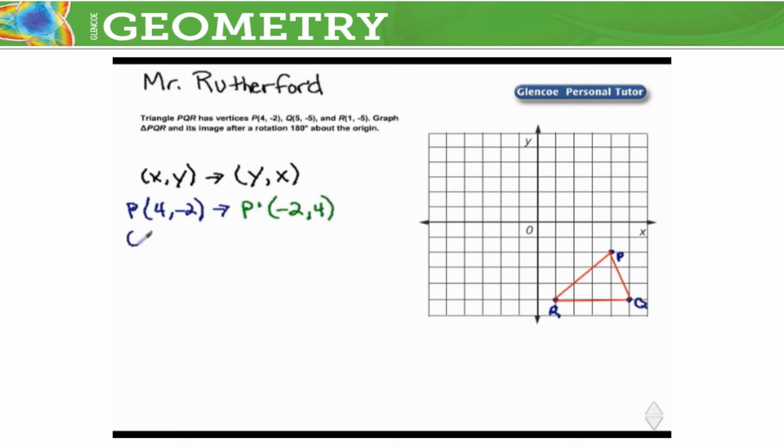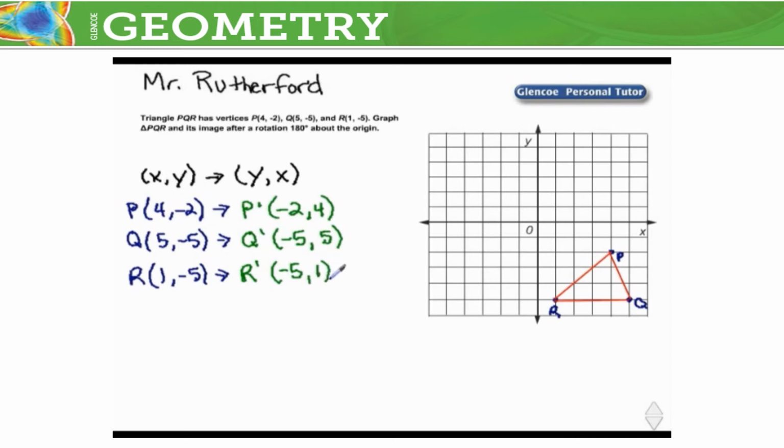Then for point Q, this is 5, negative 5. It will map to Q prime, which will be negative 5, 5. And finally, point R, we have 1, negative 5. This maps to R prime, and we have negative 5, 1. So now let's go ahead and plot each of these points so that we can see our image.